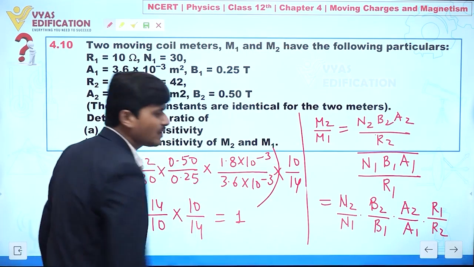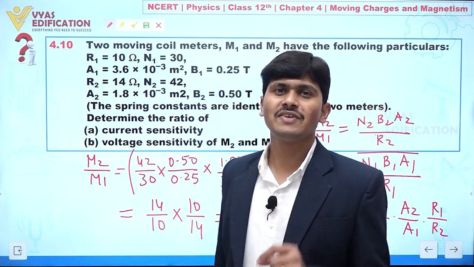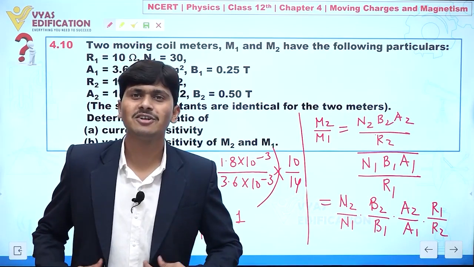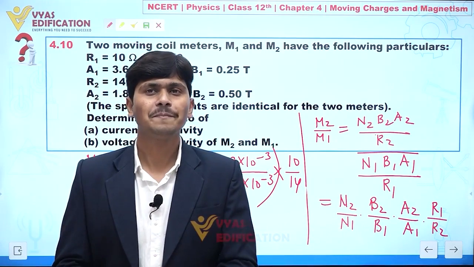It means here we will get the ratio of voltage sensitivity. This is 1:1. Clear everyone? So like this you can solve this question. So this is all about this question.